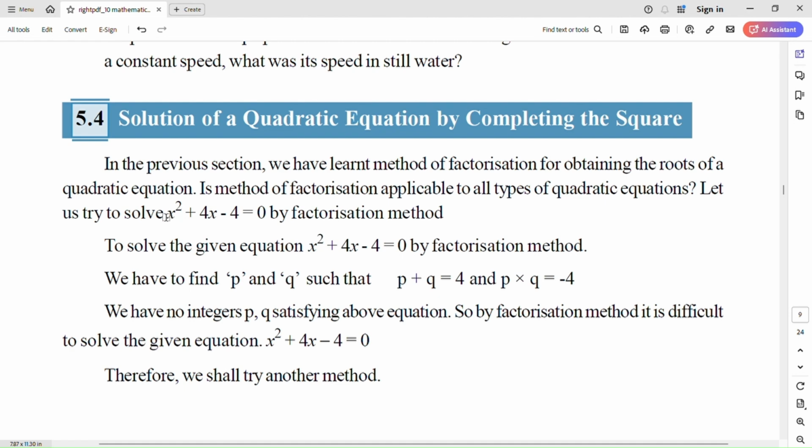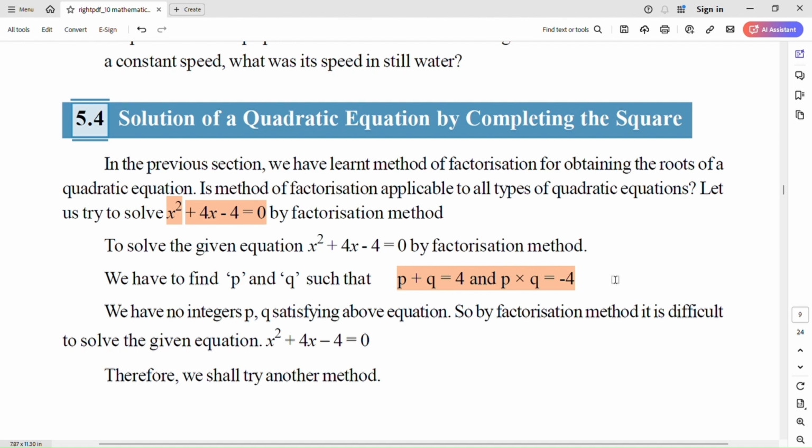For example, take this quadratic equation: x square plus 4x minus 4 equal to 0. Here p plus q should be 4 and p into q should be minus 4. Do you have any numbers in mind which can satisfy these conditions? Right, it's not possible. You cannot get two factors of 4 that sum up to 4. It's difficult, so to solve such equations we require a different method.